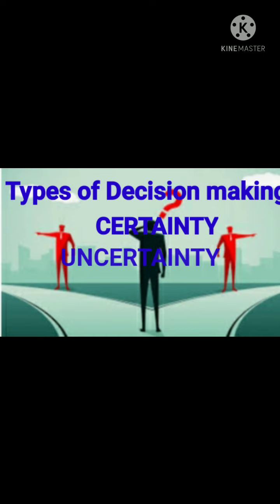Second is decision making under uncertainty. Under conditions of uncertainty, only payoffs are known and nothing is known about the likelihood of each state of nature. Such situations arise when a new product is introduced in the market or a new plant is set up.